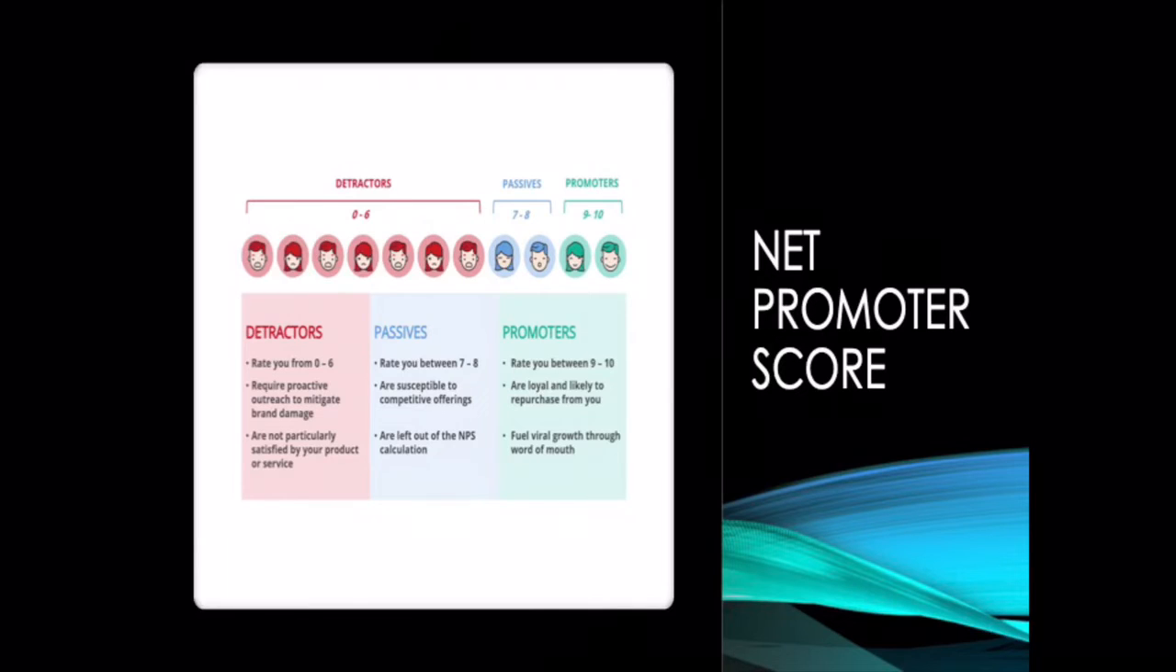I call them the meh part of your customers. They're not particularly enthusiastic or unhappy about your product. They're just passive. And then the ones that mark a score of 9 or 10 on a scale from 0 to 10, how likely it is that they would recommend your service, they are called promoters.